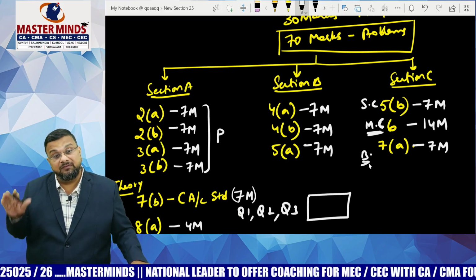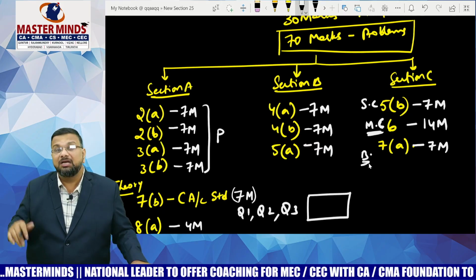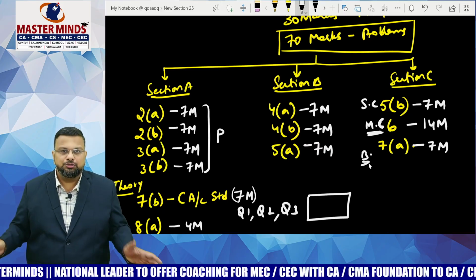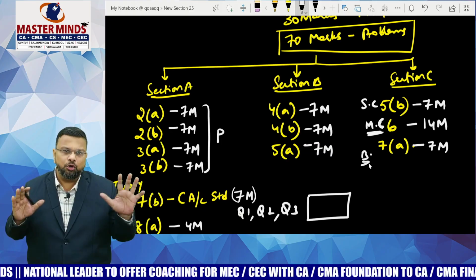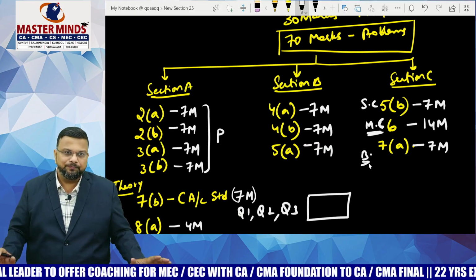Cash budgets are very, very important. Cash budgets, sales budgets, these are very, very important. Then flexible budgets. So you can understand clearly that if you are thorough with 2 sections, you can easily answer the entire B part of the question paper.